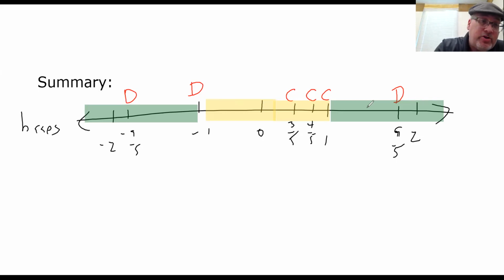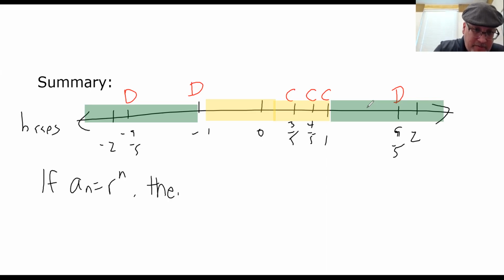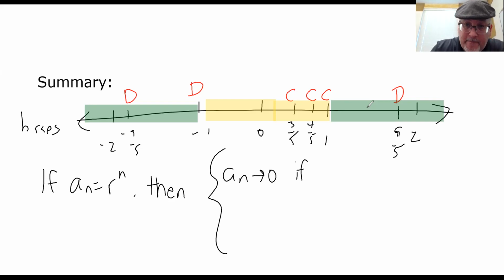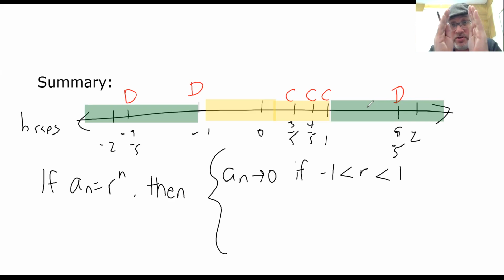Let's put it in function notation. If a(n) equals r to the n, then say the following. a(n) converges to 0 if negative 1 is less than r is less than 1, which is the same as saying that the absolute value of r is less than 1, because then you're just multiplying by something that's causing the result to get smaller and smaller and smaller. And if it happens to be a negative something, then it's oscillating between being positive and negative while it's getting smaller and it's still converging to 0.